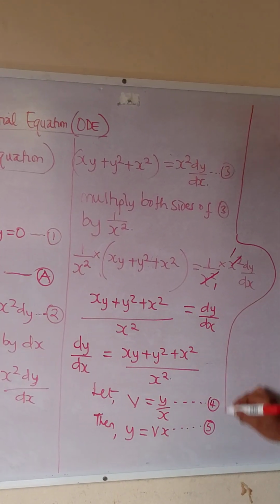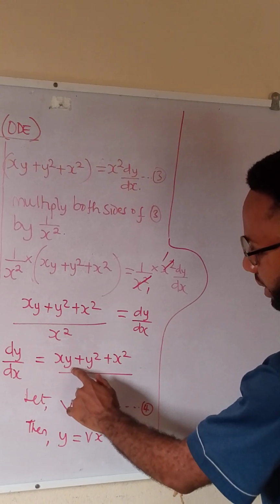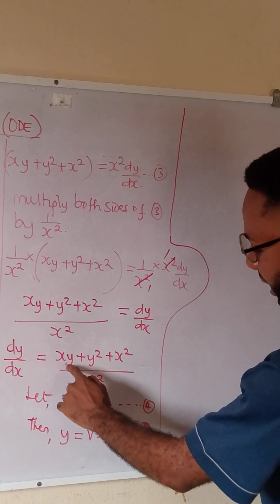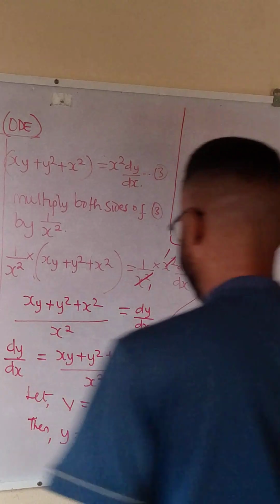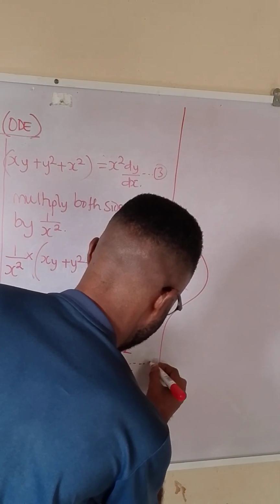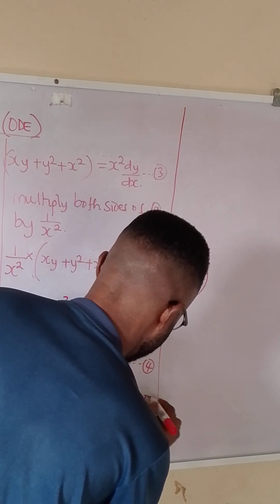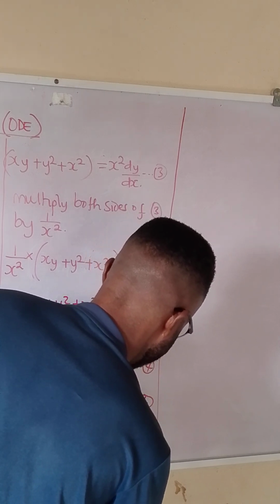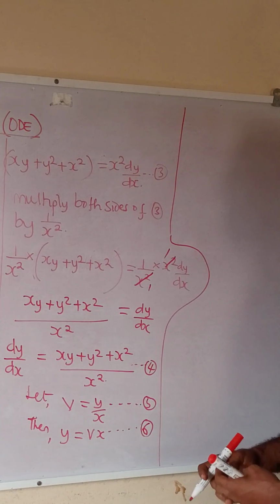We have to move on. Now, what this implies is wherever you see y, you put vx. But before we do that, let this be our equation 4, let this be our equation 5, and let this be our equation 6. Now, we have to do something with this equation 6.